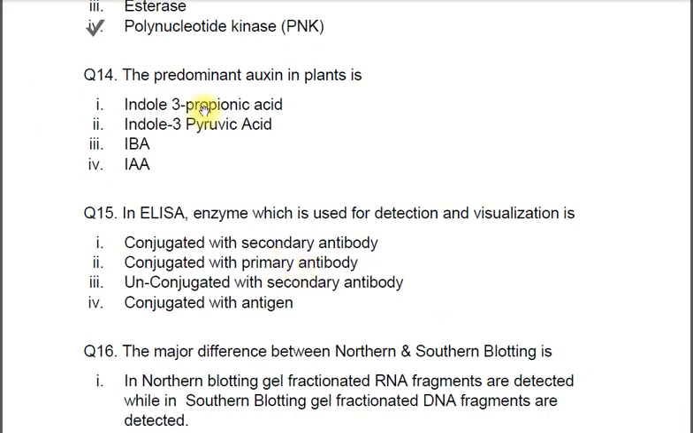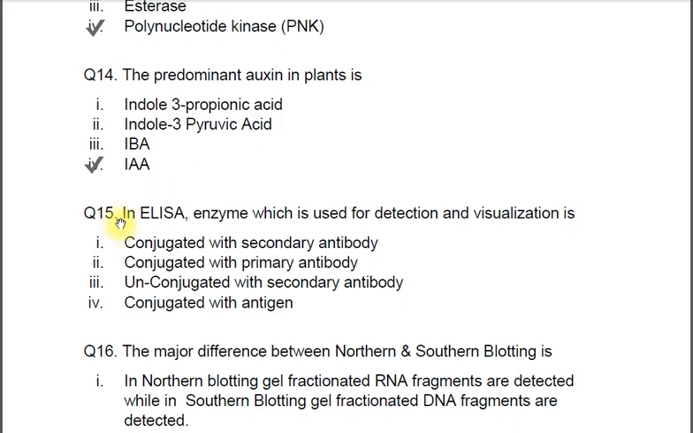The question number 14, a very simple one. The predominant auxin in plants is: option 1 is indole 3 propionic acid, option 2 indole 3 pyruvic acid, option 3 IBA, option 4 is IAA. So the answer is option 4, which is the IAA. This is the most prominent auxin called indole acetic acid. It is a regulatory plant hormone required for the growth and development of plants.